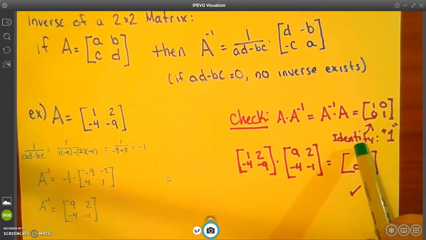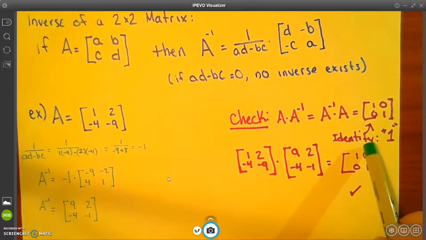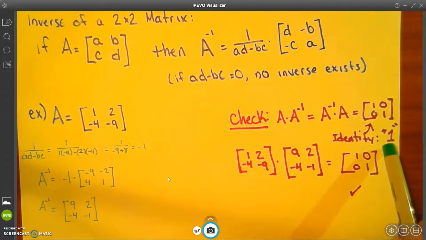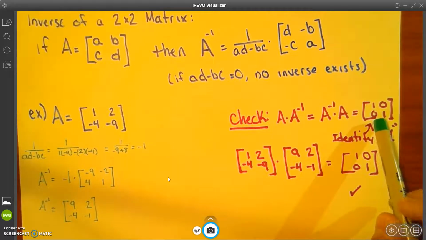Now, a quick note: this 1, 0, 0, 1 is the matrix equivalent of the number 1. This is called the identity. It's basically canceling things out to a neutral number. If you think about the regular number system, like 1/3 and 3, when you multiply those, they're inverses and they give you 1. This is like the matrix 1.